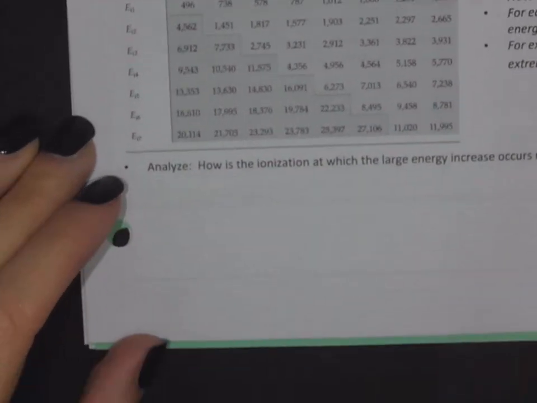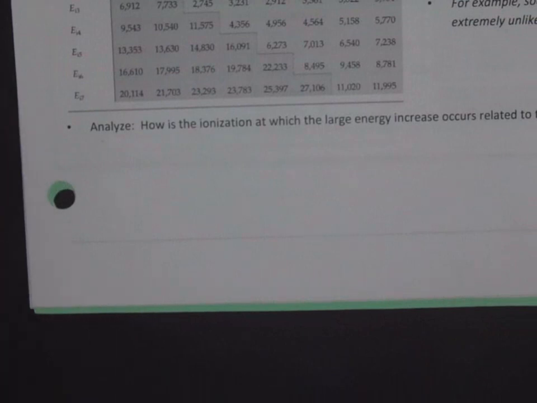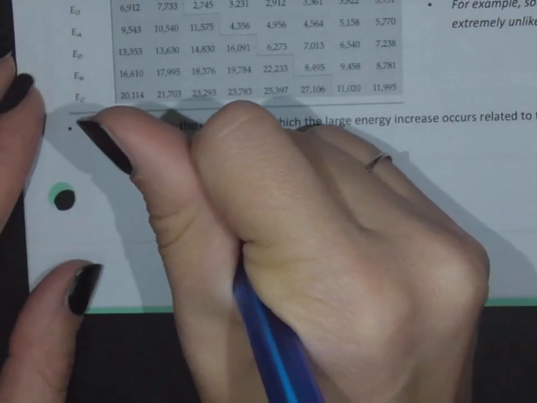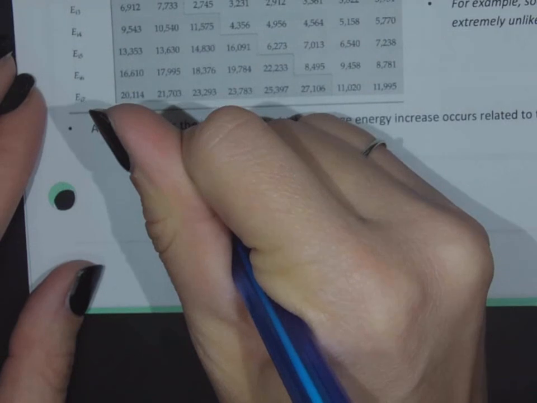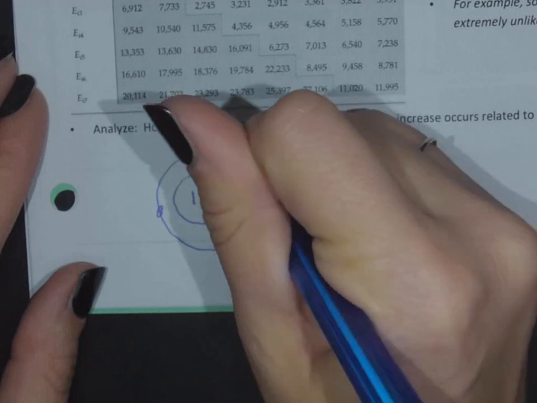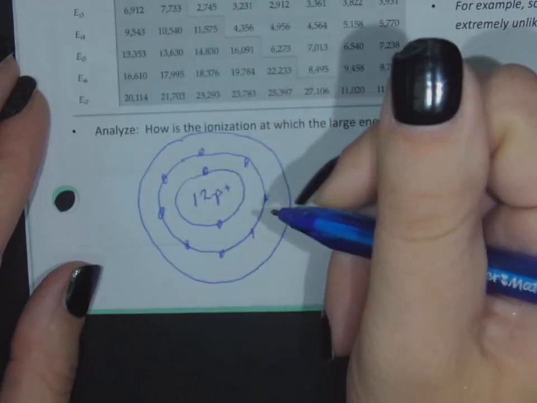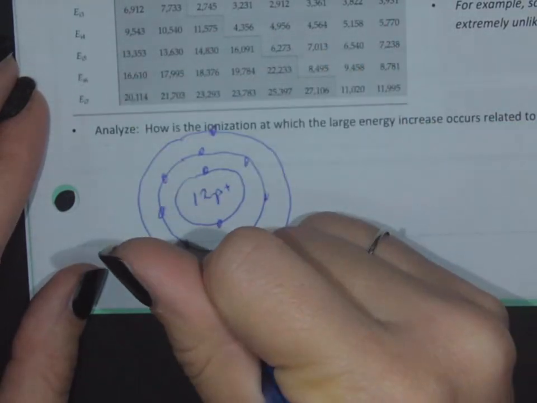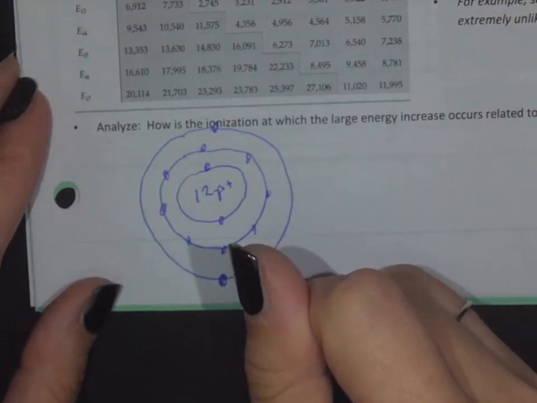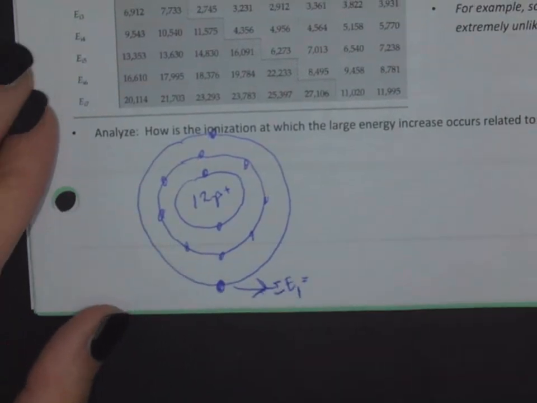Now, what if we remove more than 1 electron? Like, I'm going to draw a Bohr model for magnesium. So we got 12 protons. The first level's got 2. The second level's got 8. And the third one has 2. Okay, so to remove this first one, this ionization energy 1, I'm going to look at this table.